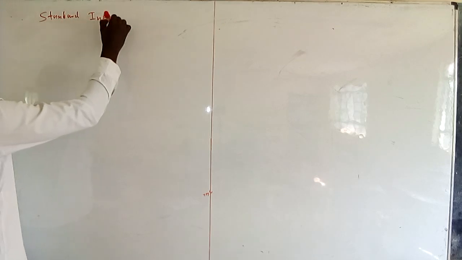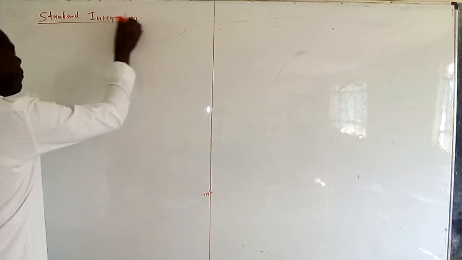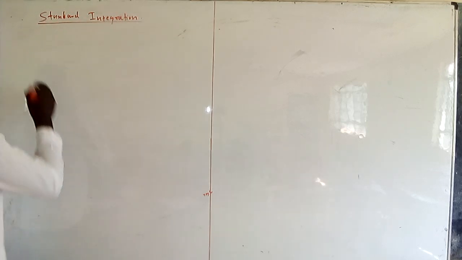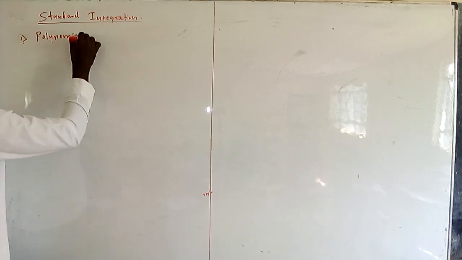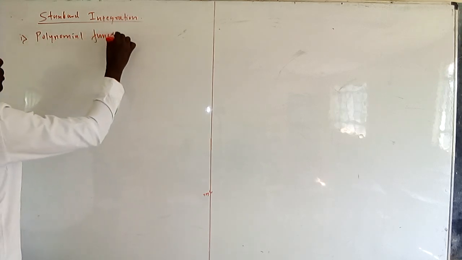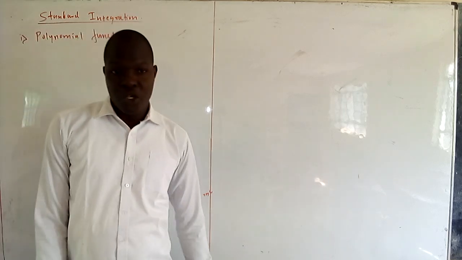Standard integration, and of course, algebraic substitution. So the first ones we will see are the polynomial functions. How do we integrate the polynomial functions, isn't it?